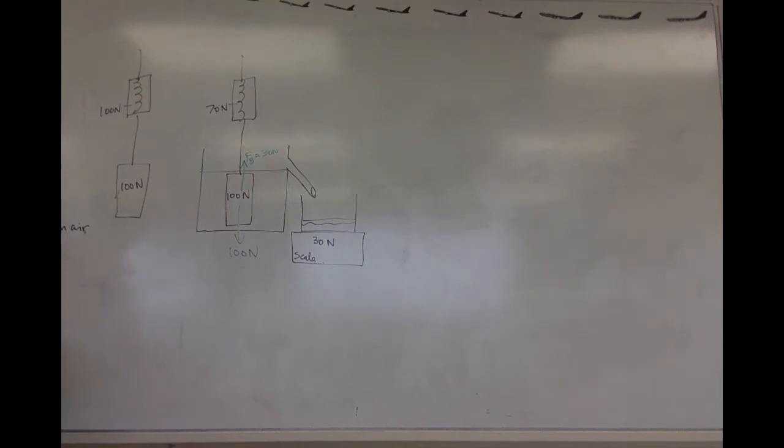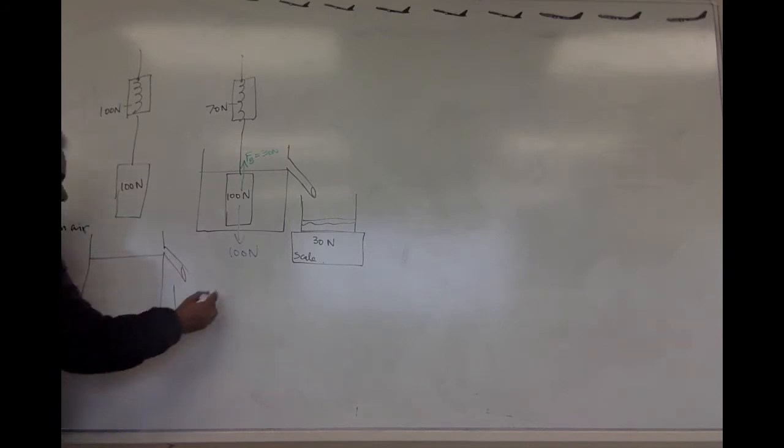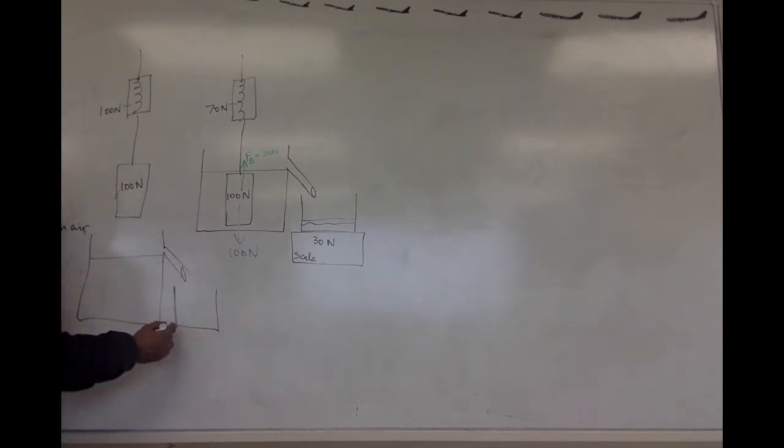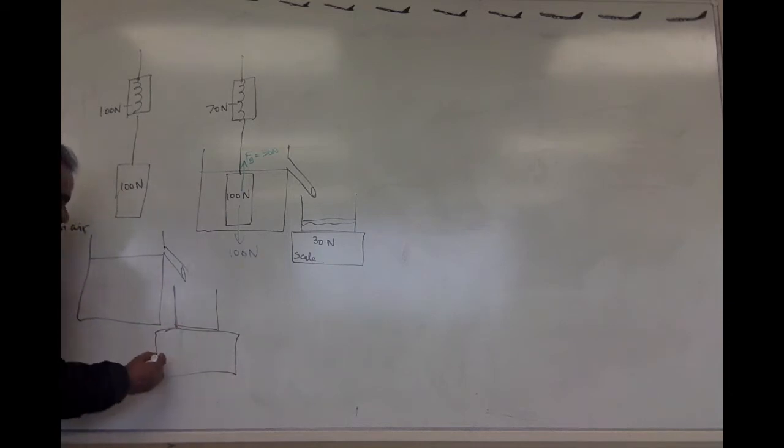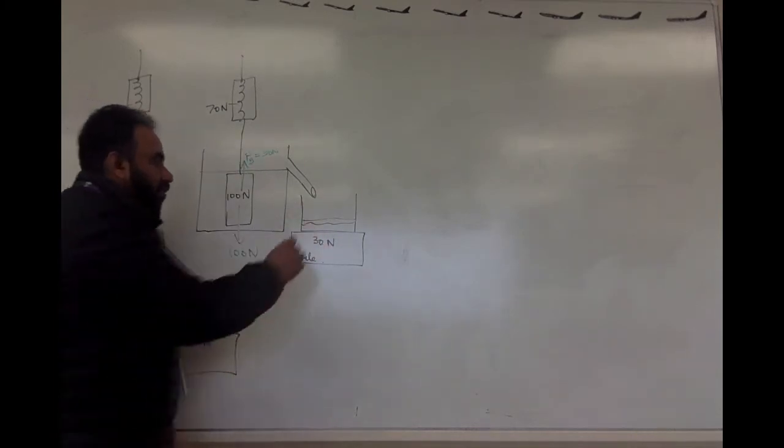And just for better understanding, I'm showing the same container here, with this small beaker put on a scale, and it reads 0 newtons because this object is still outside. Make sense? So there is no water that has spilled into this, and it reads 0. As soon as the object goes inside, some water, this is the water displaced.